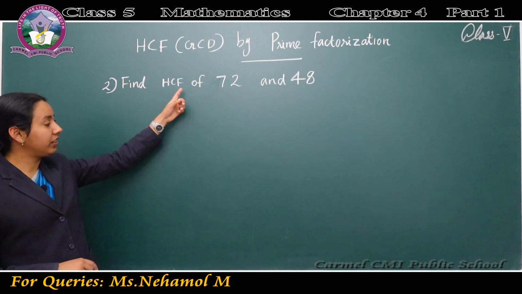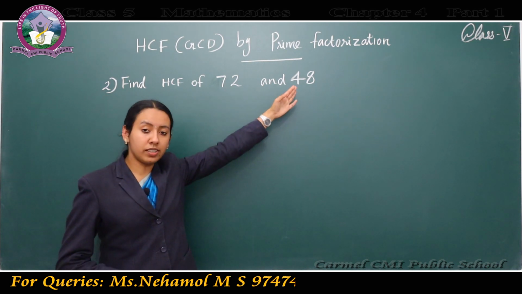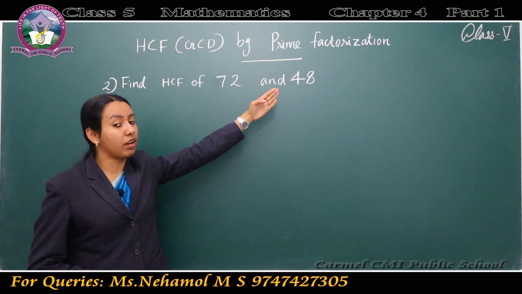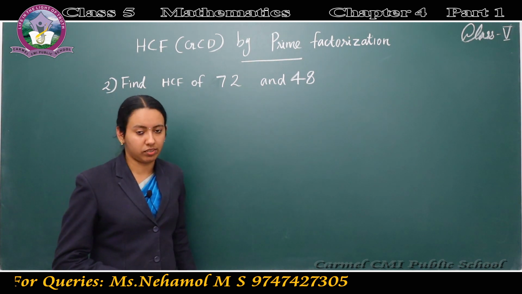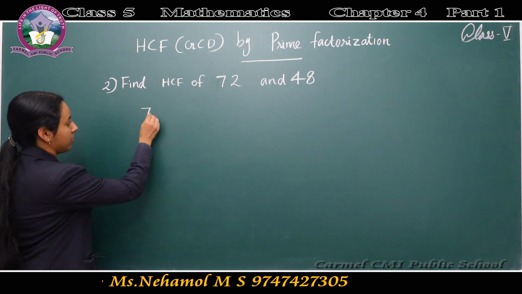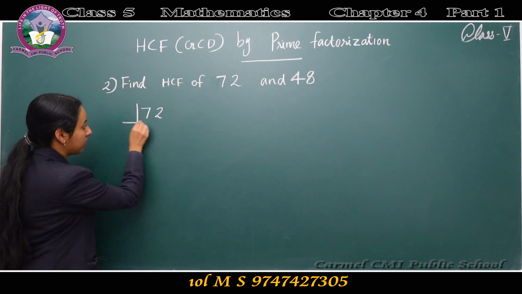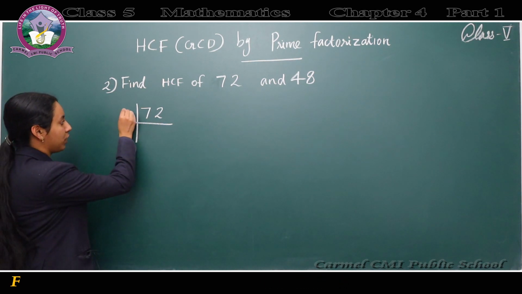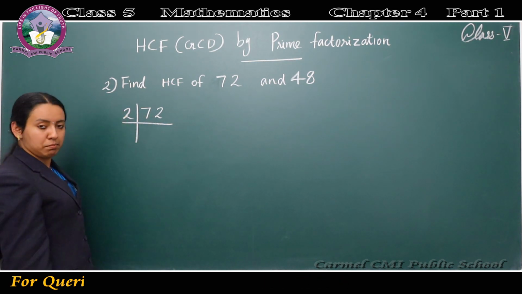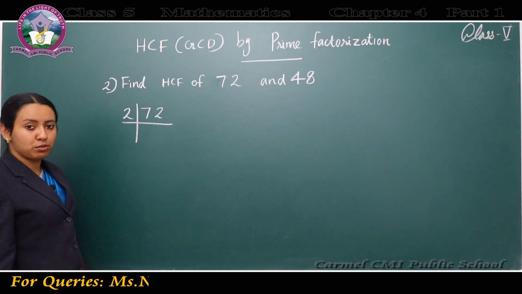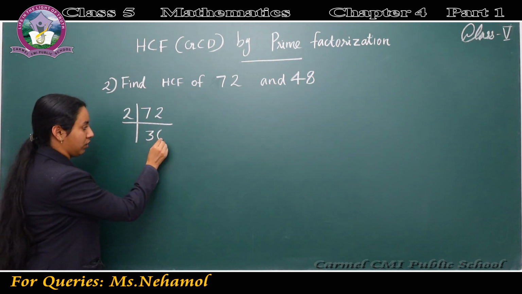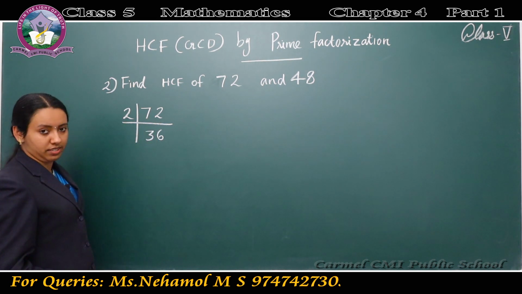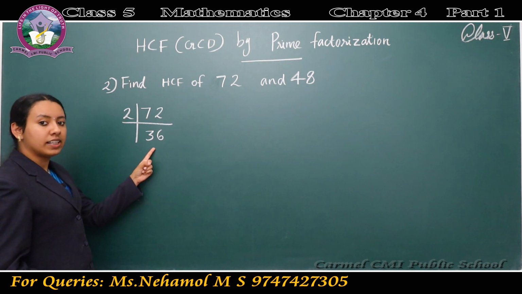Second question, find HCF of 72 and 48. We have to find HCF of 72 and 48 by prime factorization. First we have to prime factorize the number 72. 72 is an even number divisible by 2. 72 divided by 2. What is 72 divided by 2? 36. You know division. You have to divide yourself and find the answer. 72 divided by 2 is 36.